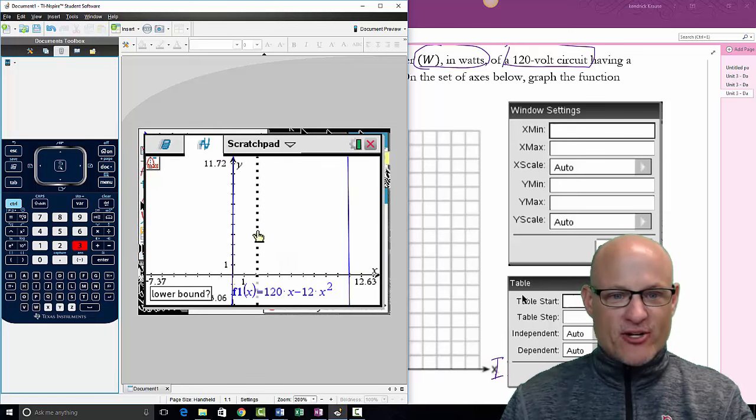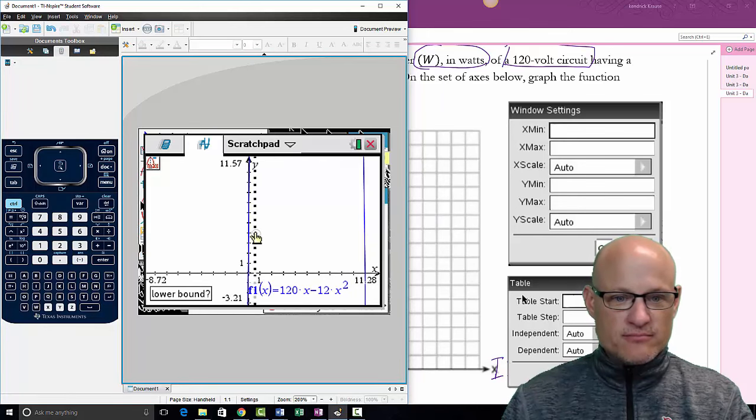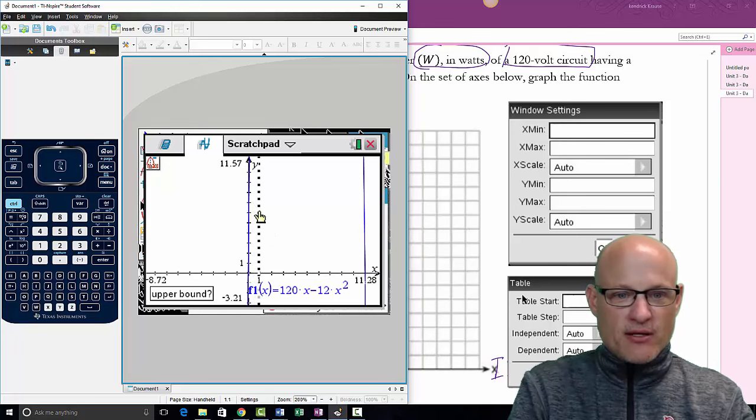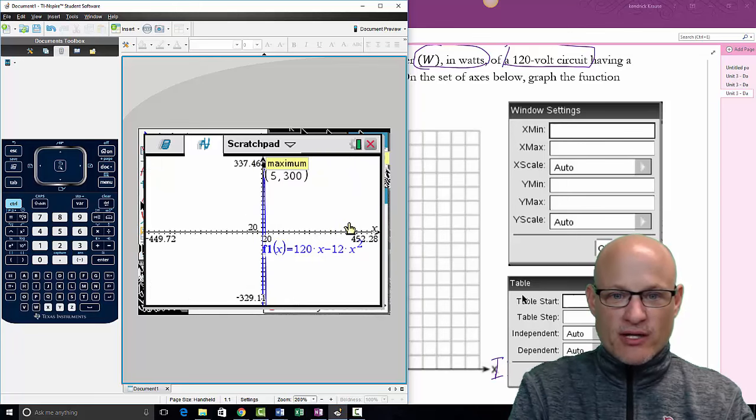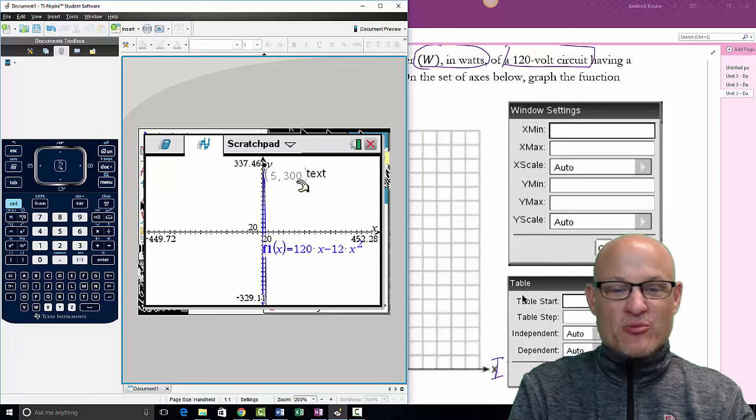See how I can slide my point. I don't know where it is up. I know it's up there somewhere. So I'm going to click way to the left. It does not like when I use my pen mouse. And way to the right. And, oh, 300.